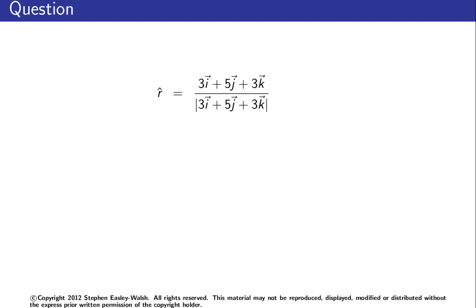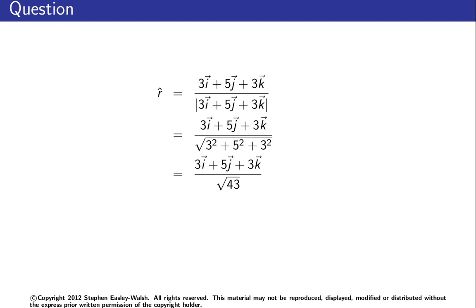So the unit vector is the original vector divided by its length. So it's 3i plus 5j plus 3k divided by the square root of 3 squared plus 5 squared plus 3 squared, which is 3i plus 5j plus 3k divided by the square root of 43. So the answer is 3 over root 43, 5 over root 43, and 3 over root 43, i, j, and k.